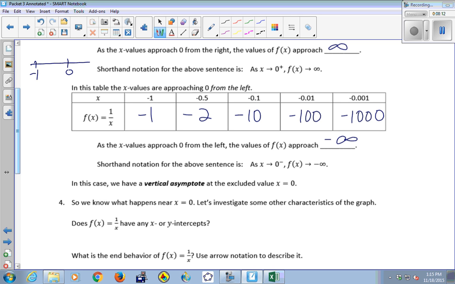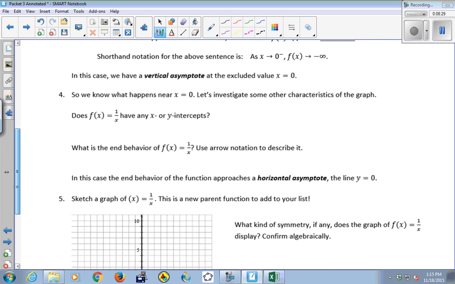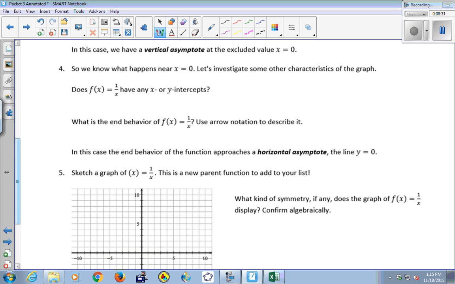So in this case, what we have is a vertical asymptote. My graph, when I approach from the right, goes up, shoots up. And when I approach from the left, shoots down, right? So it goes whoosh, and you end up with an asymptote at x equals 0. So we know what happens near x equals 0. Let's investigate some other characteristics of the graph.